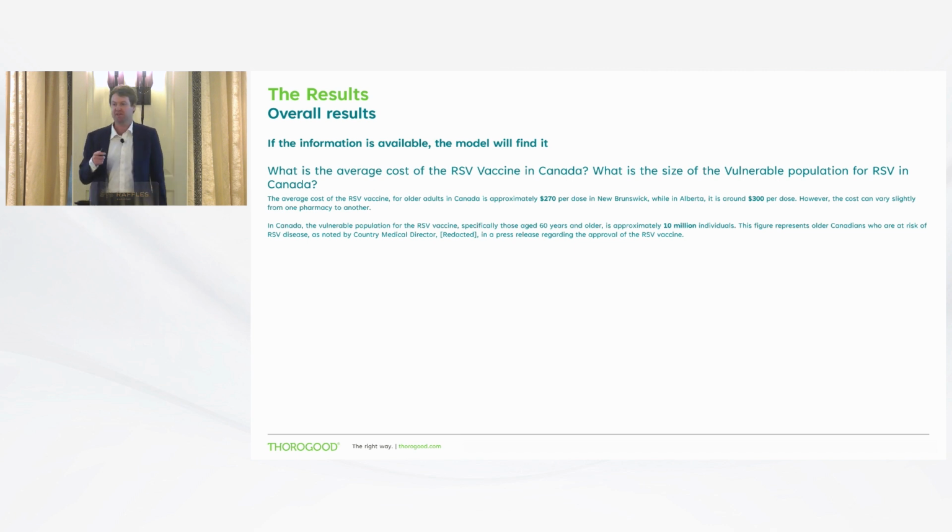And the model for Canada has given us 2 answers. It's given us for each of the states, regions, for New Brunswick, it's told us it's $270 per dose, and in Alberta, it's about $300 per dose. We've also found that the vulnerable population is around 10 million people over the age of 60. And the key part of this is where the information that feeds these answers has come from. It's not the top result, but it is the most accurate result. The information is right from source.